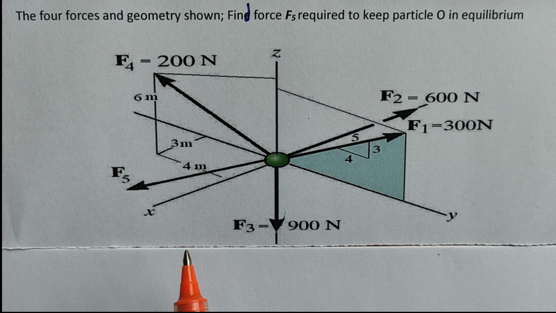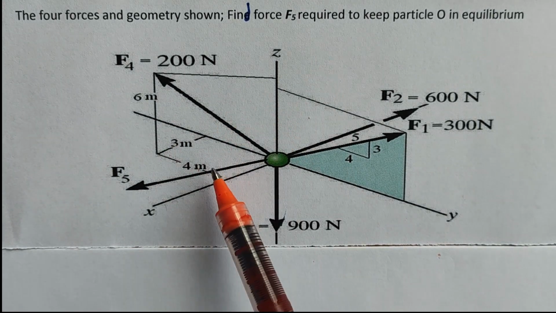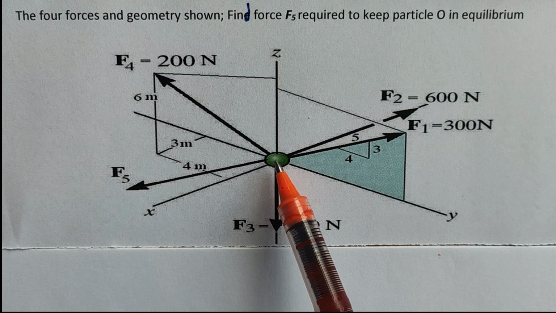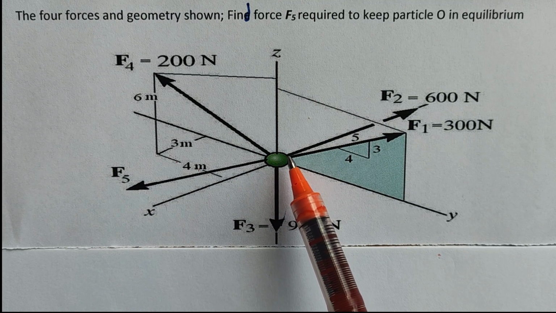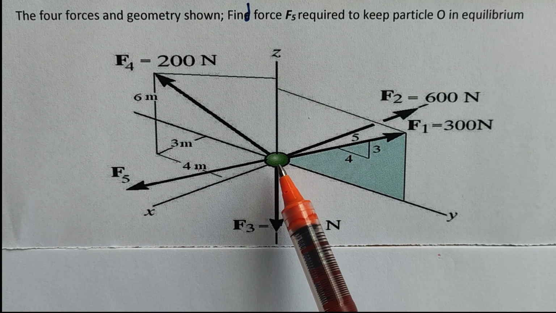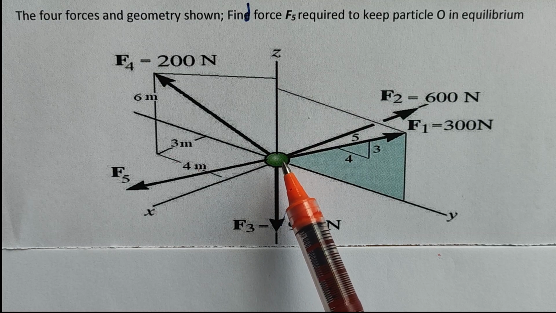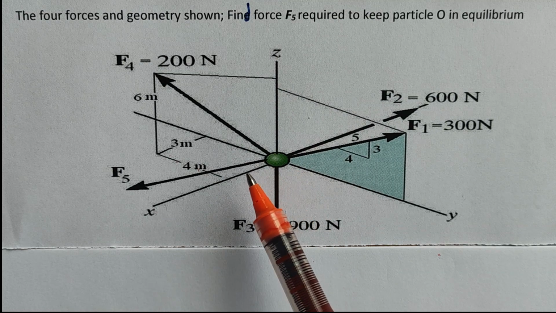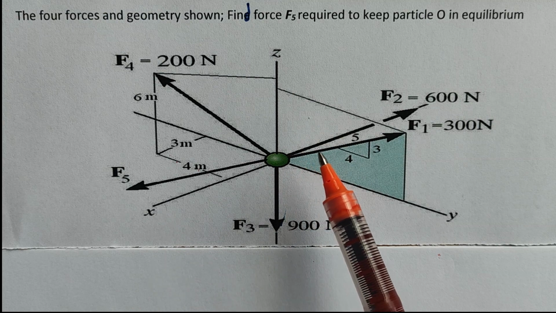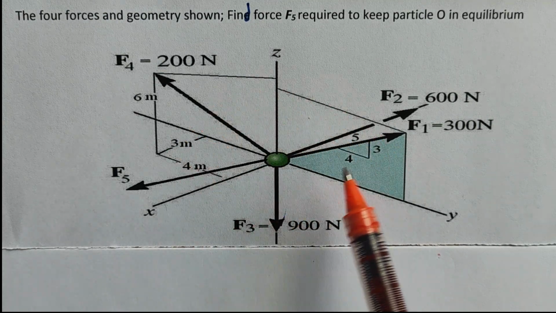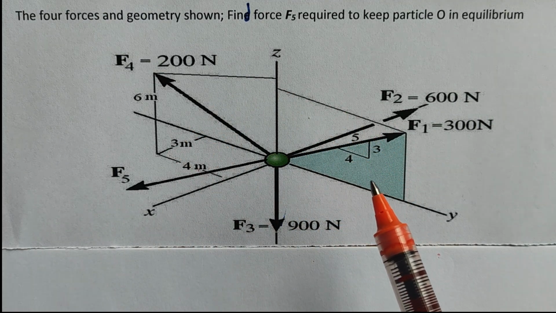Three-dimensional force system. The question here is asking us to determine F5 so that this particle remains in equilibrium. We know that for the particle to remain in equilibrium, we have to apply the equilibrium equations. Sum of all of these forces should equal 0. Therefore, we have to represent each one of those forces in a Cartesian form.